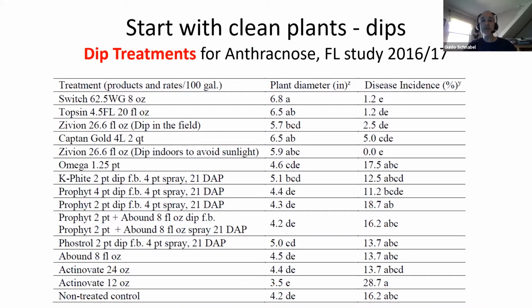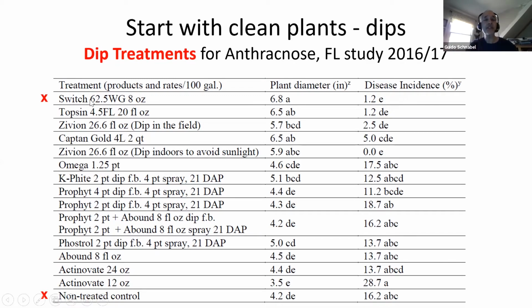With regard to dips, we talked about planting clean plants. So there's one thing you can do, and that's dipping your cutoffs or your bare root plants. And I like to show this particular study from 2016, 2017, because it brings the point across that we have a couple of really good chemicals that you can use to dip the plants and get some action against anthracnose and against gray mold. In this particular trial, in the untreated control, we had 16% anthracnose. But if we dipped the plants in Switch, and again, that's a study actually from Florida.